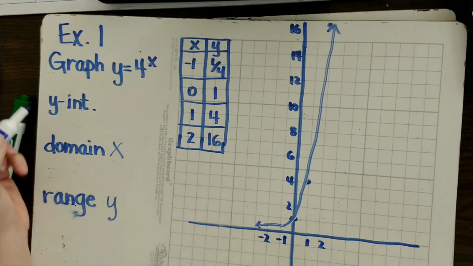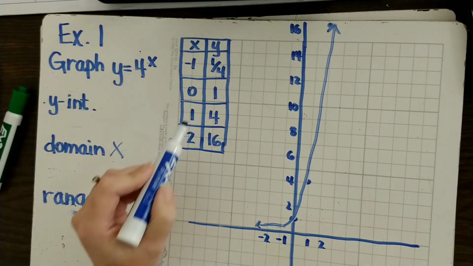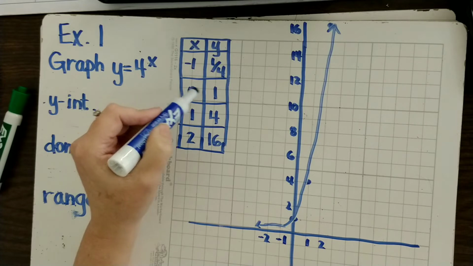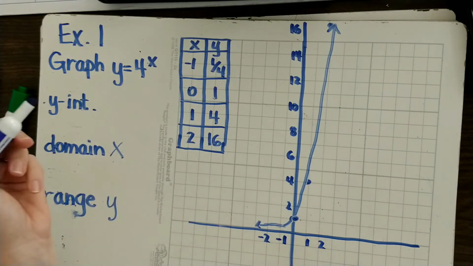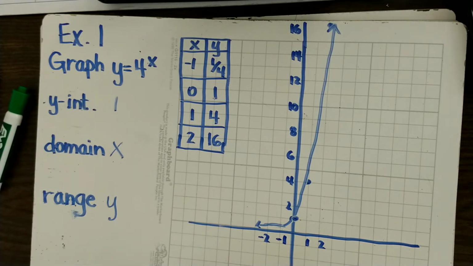Okay, now let's look at where our line crosses the y-axis. Well, it tells us in our table that when we're at 0 for x, it crosses the y-axis at 1, and you can also see that on your graph. So your y-intercept is 1.